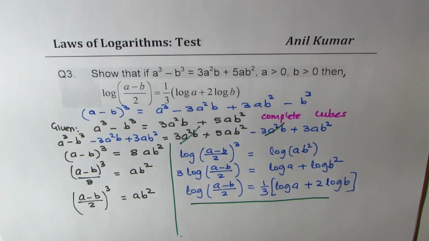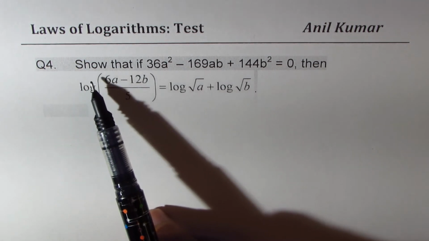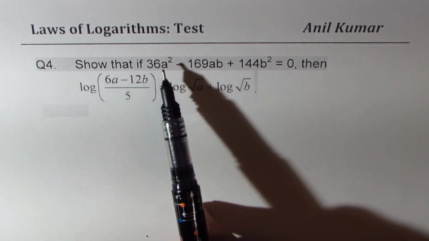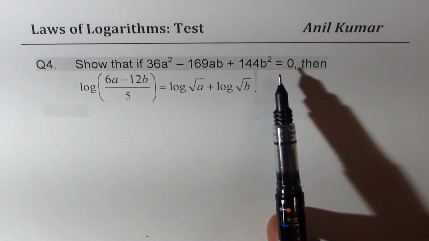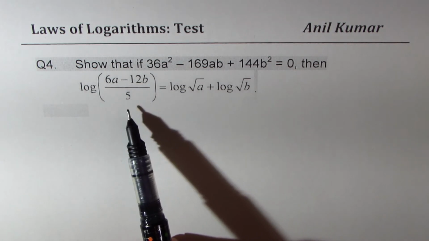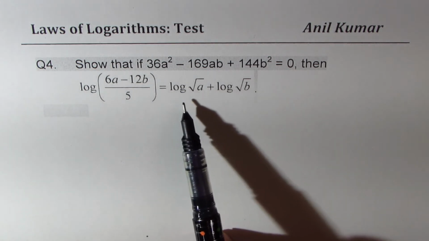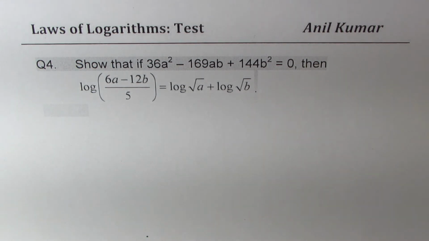Go through these steps. Here is a very critical step of completing the cubes. Now in question number 4, we are going to apply a similar strategy and we'll do completing the squares. Question number 4. Show that if 36a square minus 169ab plus 144b square equals 0, then log of (6a minus 12b) divided by 5 equals log of square root a plus log of square root b.